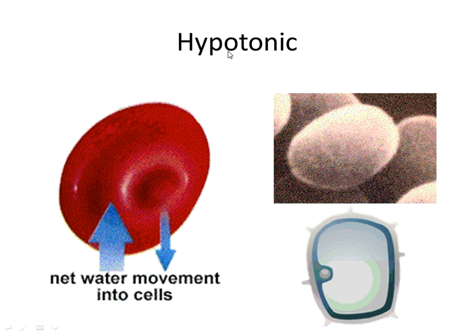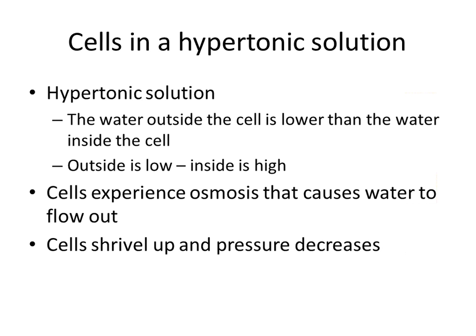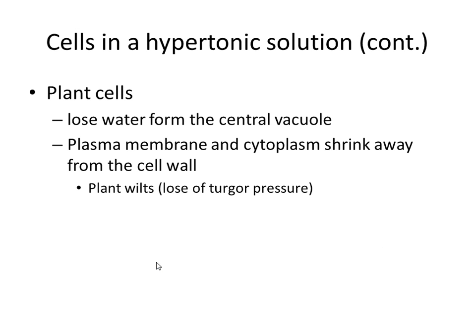So again, hypotonic, hypo with the O, the cell will grow. So that means water is moving into the cell. Hyper is the opposite. Hypertonic solutions, we have water outside the cell is lower than inside the cell. So to make it equal, water will move out of the cell. Water will flow out, and the cell will tend to shrivel up or get smaller.